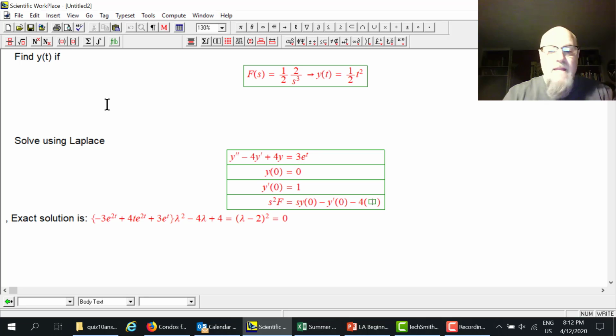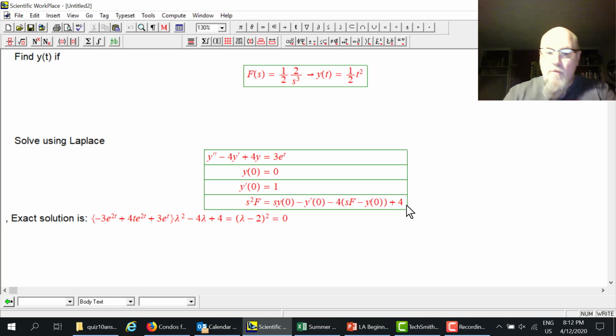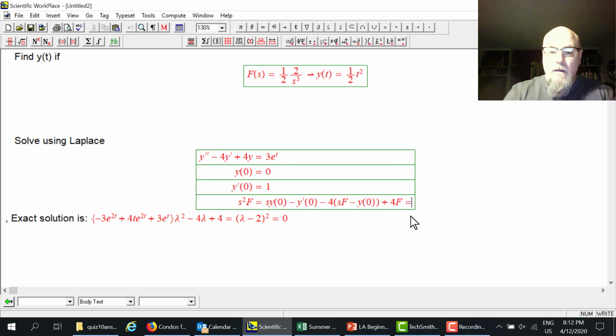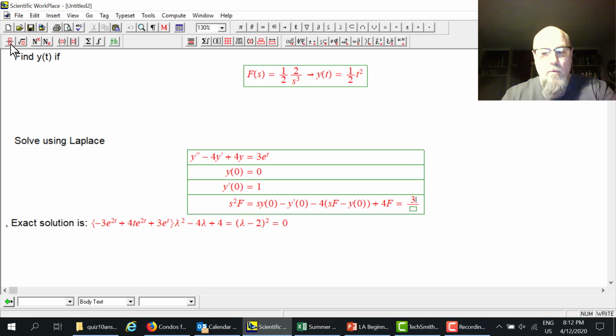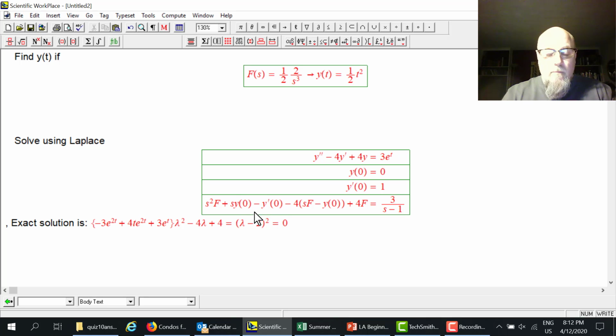Minus 4 times, now in this bracket is the transform of y prime, which is sF minus y naught. And finally, the transform of y is F. Now I've transformed the whole left-hand side. Let's transform the right-hand side. The transform of 3e to the t from the chart, this one you have memorized because you did it so often in your homework, 3 over s minus 1. Okay, so now I've done the transform. Let's put in our initial conditions. y naught being 0, that's, oh, this is a plus, duh. That's going to be nice.